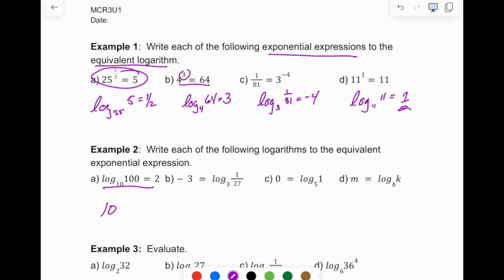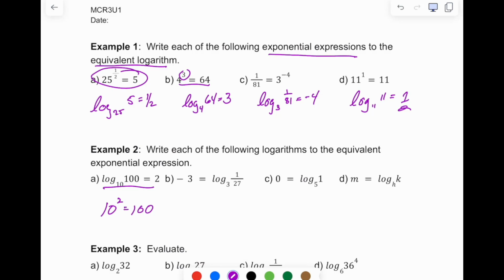The actual answer to my log gives me the exponent. In this case, it's 2. And what I'm taking the log of is the answer to that power. In this case, this is 100. And this one makes a little bit more sense because we're used to dealing with exponential expressions. So 10 squared is 100.